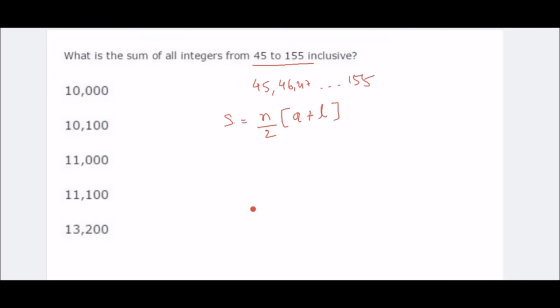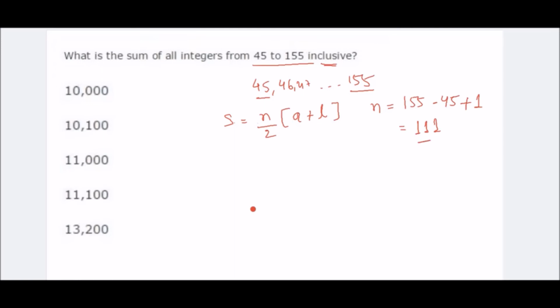So first term is, we already know 45, and last term is 155, and we have to find out the n value, that means the number of terms. So for number of terms, n value is 155 minus 45, and inclusive is mentioned, that's why we have to add one value, and that will be our number of terms. That gives us 111.